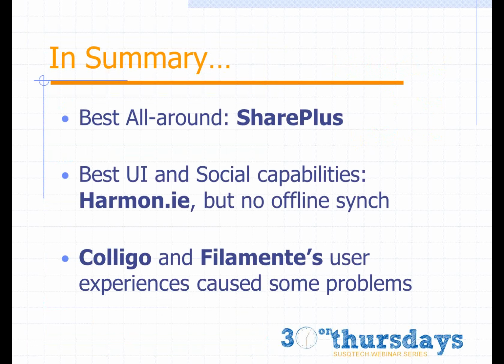So in summary, the best all-around app is SharePlus, in my opinion. For the best UI and social capabilities, Harmon.ie is really good, but they don't have the offline sync, so that could be a killer for a lot of organizations. And Colligo and Filemente's user experience caused some problems. They're good tools, but they need some work on the UI aspect and maybe some of their settings.